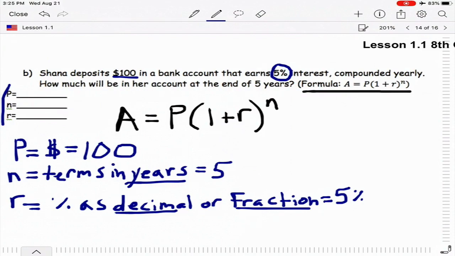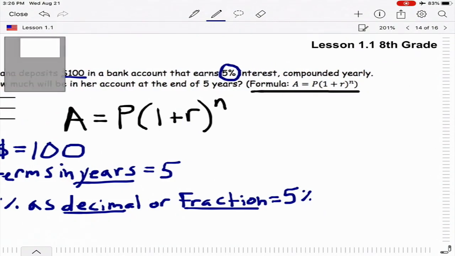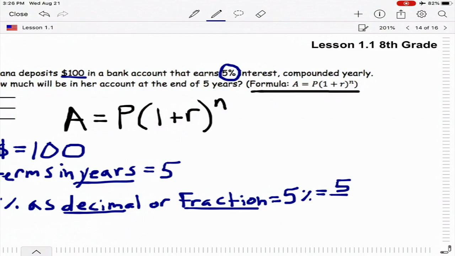I find it easier to convert it to a decimal. Some students might find it easier to convert to a fraction. It doesn't matter. That's why in the prior knowledge, we went over how to convert percents into decimals or fractions. It is up to you. I'll give you one quick way of doing it. The way I personally would do it is, I would convert it into a fraction first, which would be 5% is really 5 over 100.